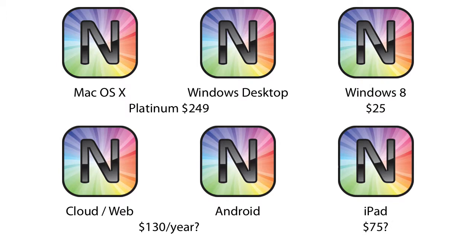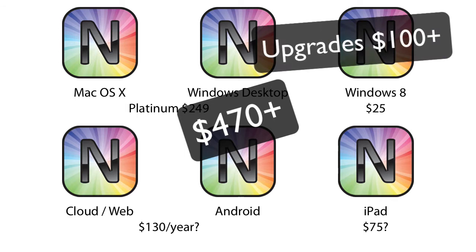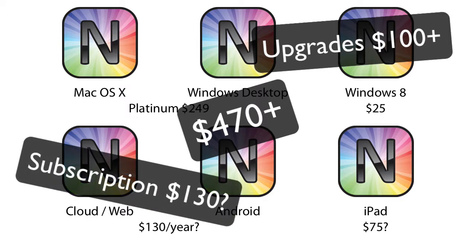So it would be quite reasonable for us to charge at least $75 for NovaMind for iPad. So if you add all this up, you'd end up with an initial purchase of more than $470, plus upgrades, which would probably end up over $100 a year to cover the updates to all the products, plus an ongoing subscription of around about $130 a year. Sure, the savings that you can make through using NovaMind would normally pay off the cost of buying NovaMind many times over, but we thought that we could do better than that. It was time for a rethink of everything.